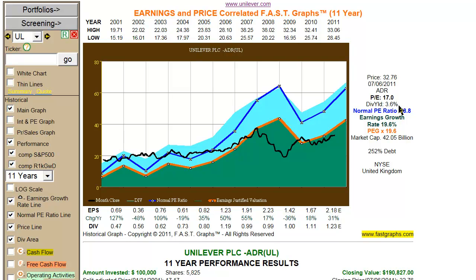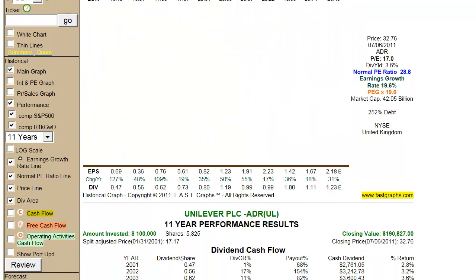The current dividend yield is 3.6%, and it does have a higher PE than most at 17 times earnings. But as you can see by this graph, it's trading at a historically lower valuation than the market has typically appraised it at. Because it's an ADR, we've had some problem bringing in the debt calculations. We've recalculated that. The debt here is about 0.66. That's the debt to equity ratio. So ignore this 252% debt level. You can see the change in earnings per share at the bottom here, but now let's move on to performance.